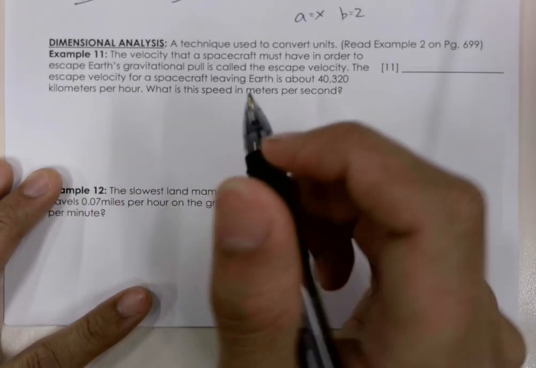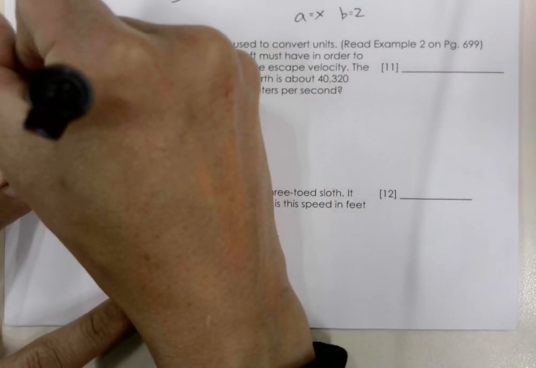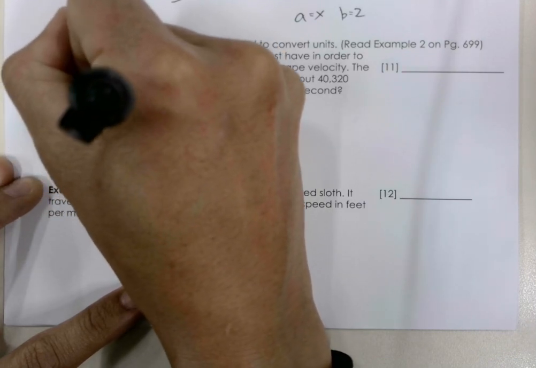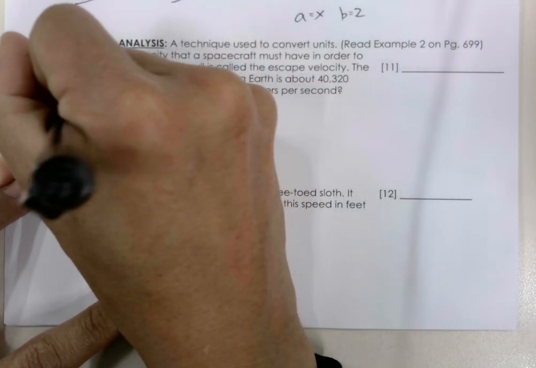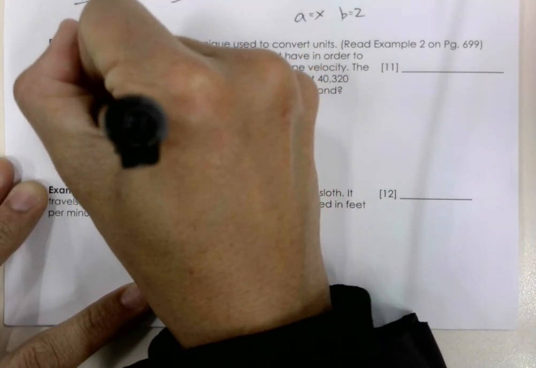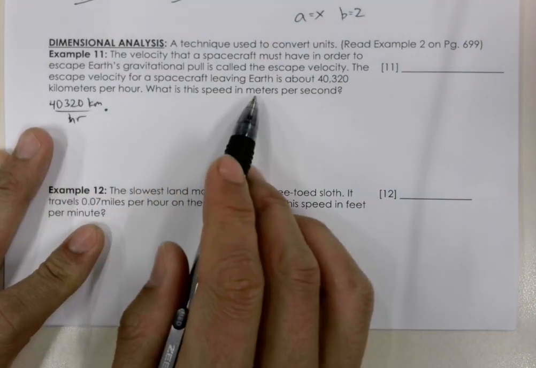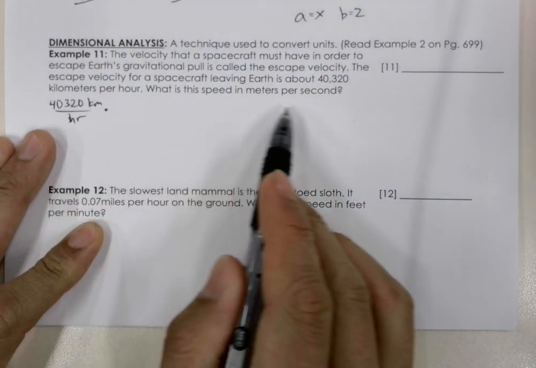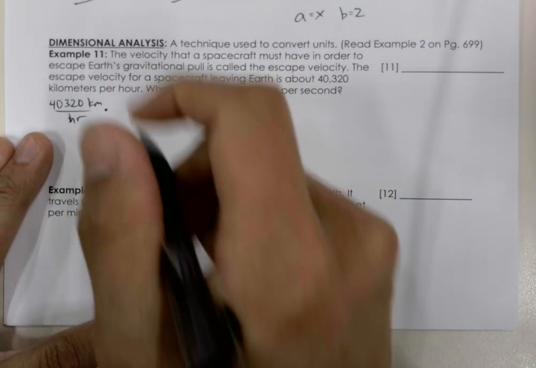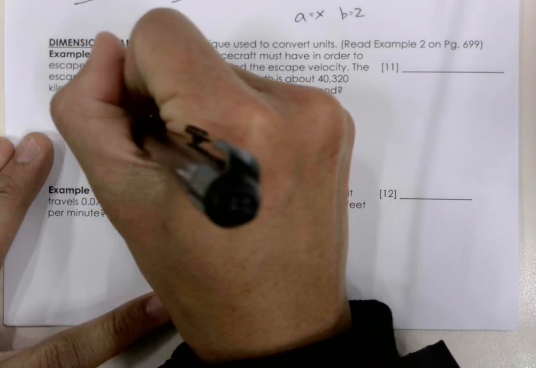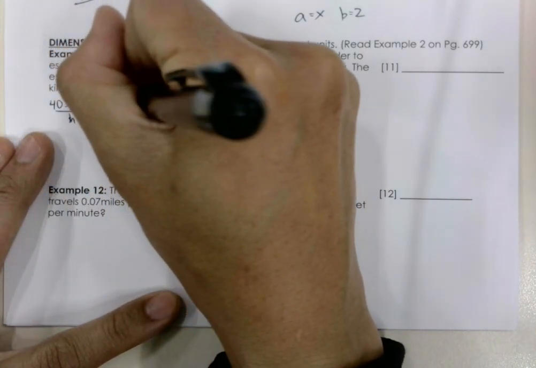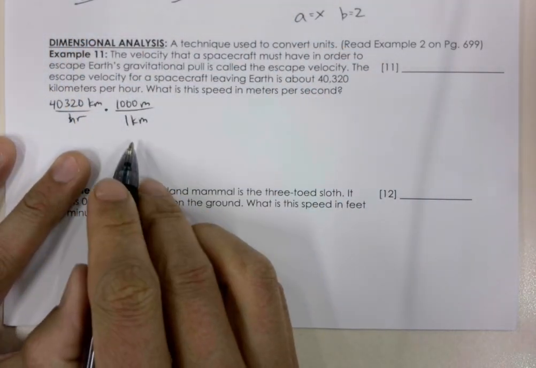Well, we went over this in a past chapter, and the way we're going to do it is 40,320 kilometers per hour. And now we want to change kilometers to meters, and we want to change hours to seconds, right? So how do we do that? Well, let's start with kilometers, change them to meters. We'll go ahead and multiply it by the ratio 1,000 meters over 1 kilometer.